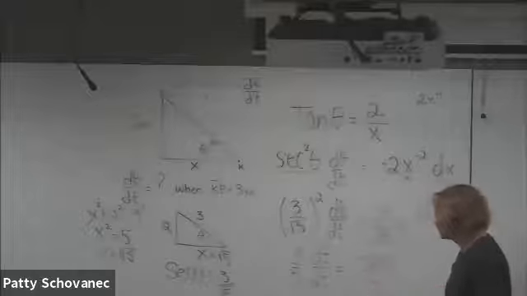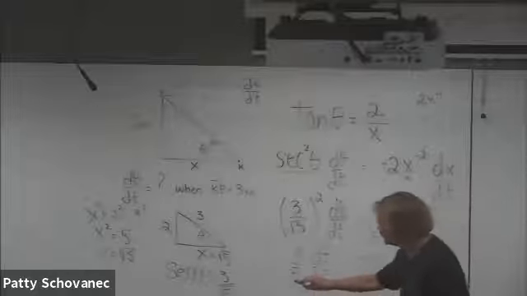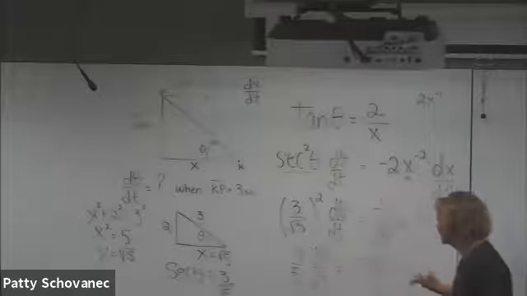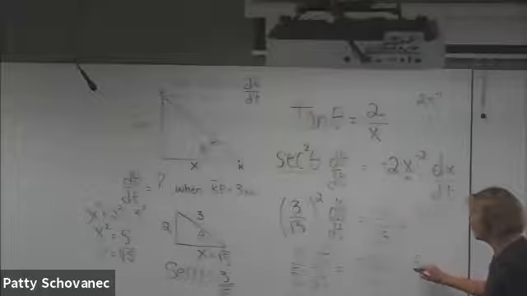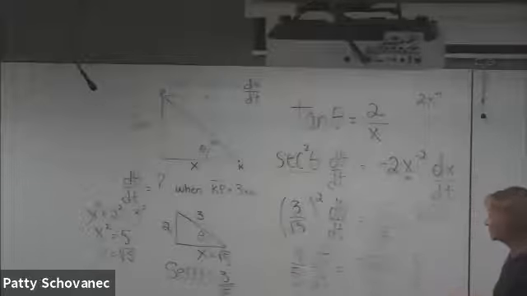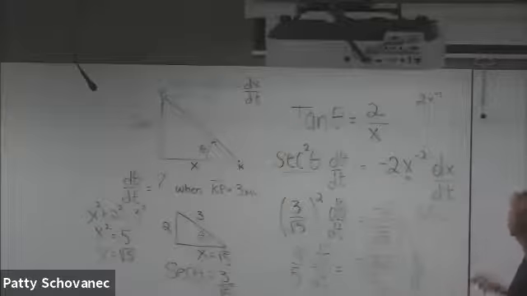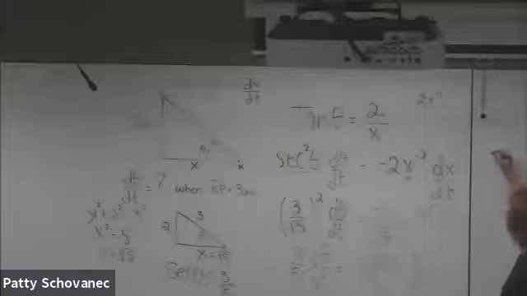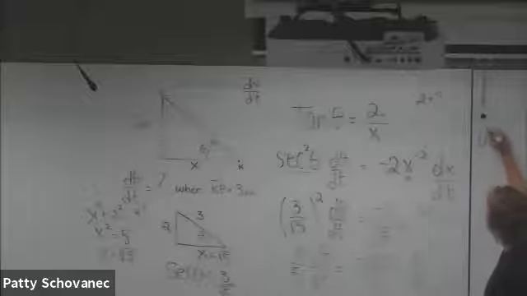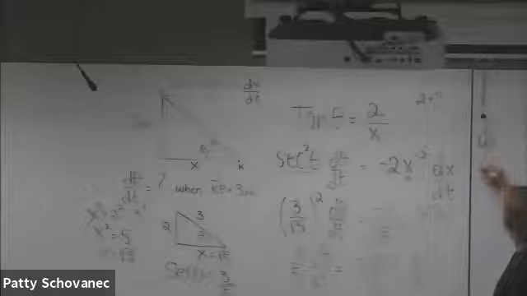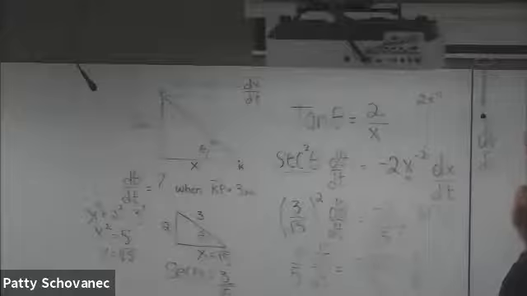So we're going to divide by this number, which is equivalent to multiplying by the reciprocal. And then the fives will cancel. And so we get that d theta dt is negative 1200 over 9 radians per hour.